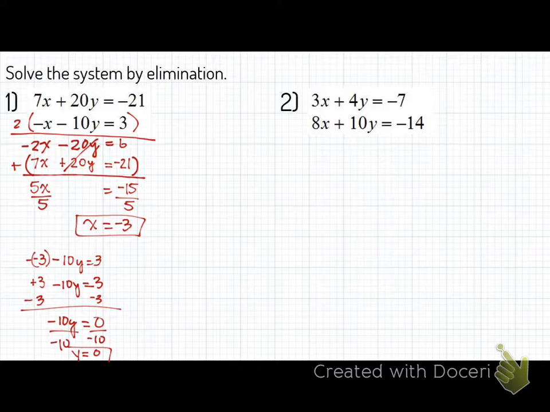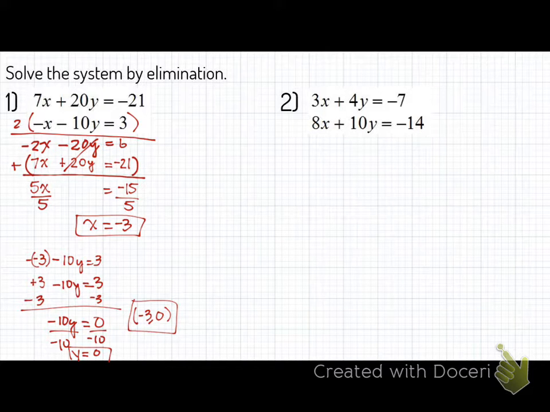Okay? Still not the answer yet, because where's the solution? Where the lines intersect. Okay, so I have to write this as an ordered pair, so you just write this as negative 3, 0. Box. Here's your final answer right here. Okay? Make sense?